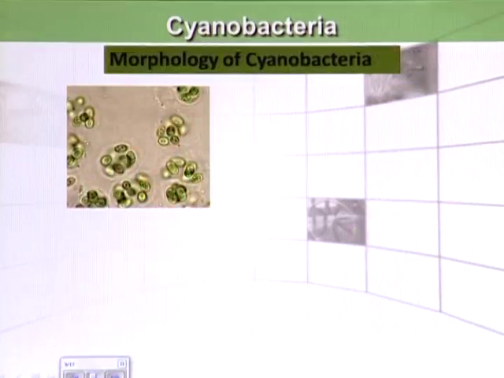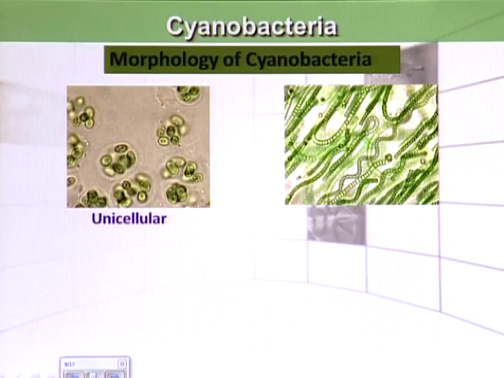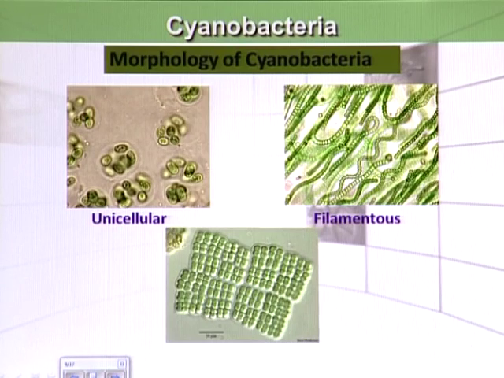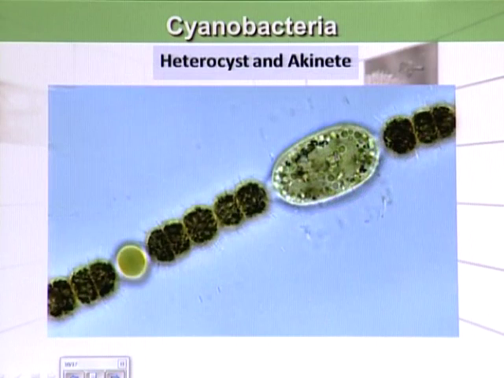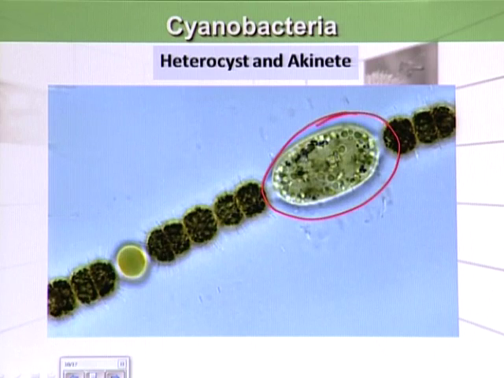Talking about the morphology of bacteria, these cyanobacteria are 1 to 10 micrometer in diameter, and they are unicellular in morphology, or they may be filamentous. In case they are filamentous, these filaments are called trichomes, and they are surrounded by a mucilaginous sheath, and they may be colonial. They have heterocyst. Heterocyst is actually a thickened cell, almost round, and it has a role in nitrogen fixation.